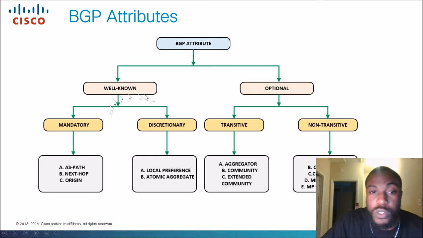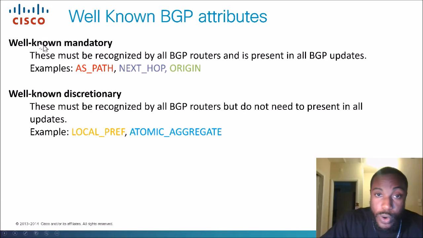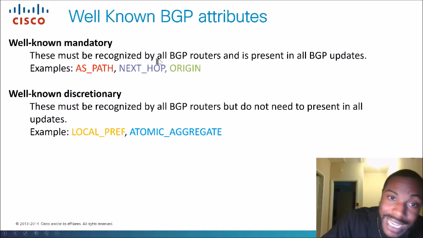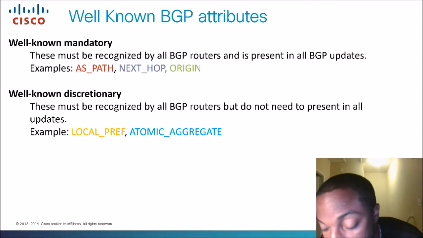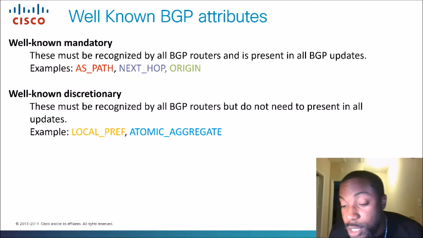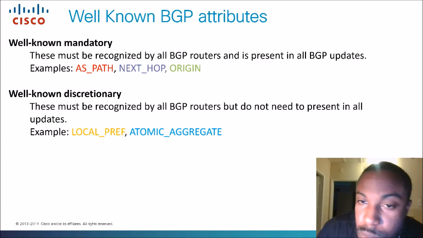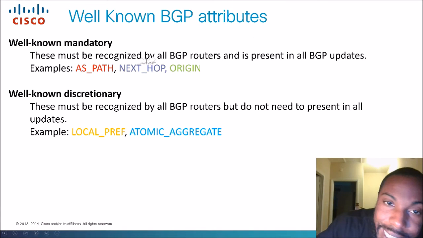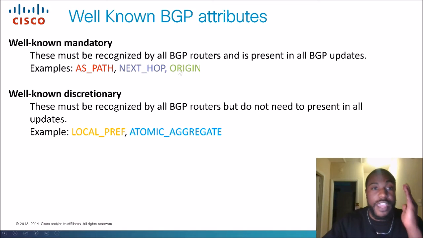So let's take a look at the well-known mandatory and discretionary ones. We have the well-known mandatory BGP attributes. Again, these must be recognized by all BGP routers. I don't care if you have a Juniper router, or a Palo Alto router, whatever. They are recognized by all BGP routers and are present in all BGP updates. The examples are AS path, next hop, and origin. Those are the well-known and mandatory ones. You will see this, and I don't care what kind of router you have. They are well-known and mandatory.